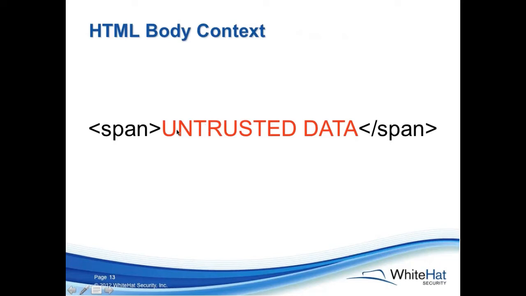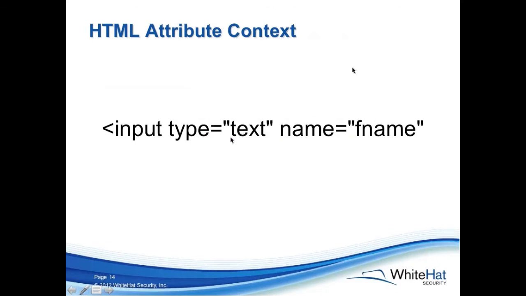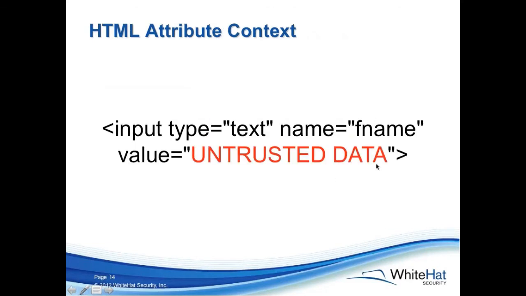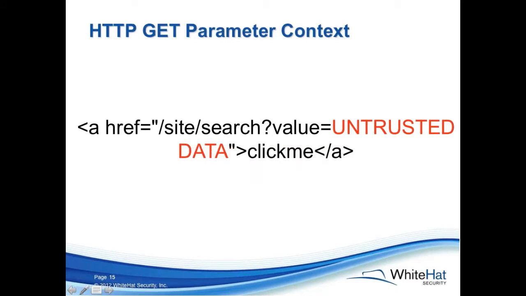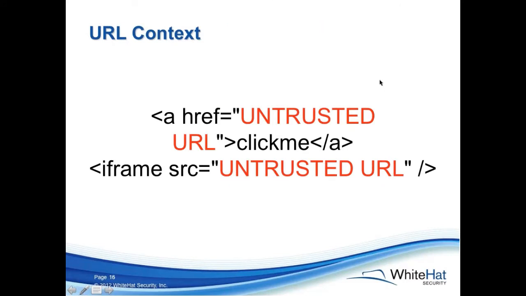Here's untrusted data in a body context. Before we put the data in that HTML, before we put the untrusted data within our markup, we want to do HTML entity encoding. In this case, we have an untrusted data landing in an attribute. We want to do attribute encoding here.